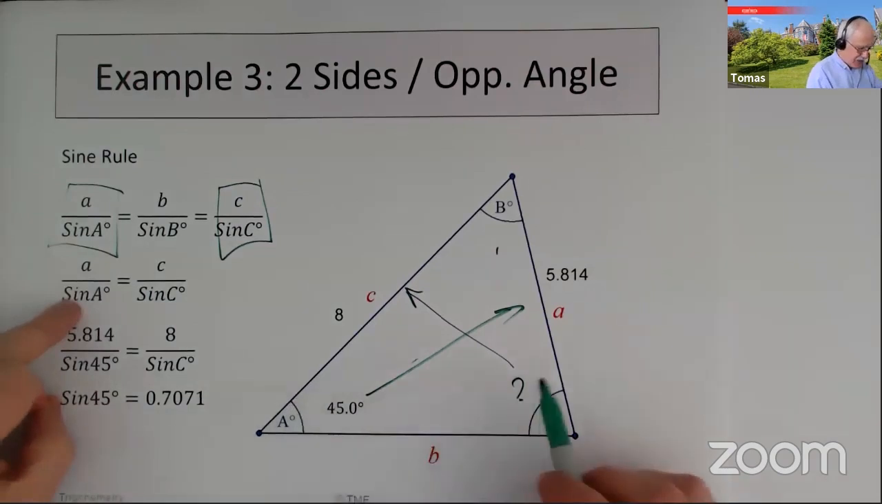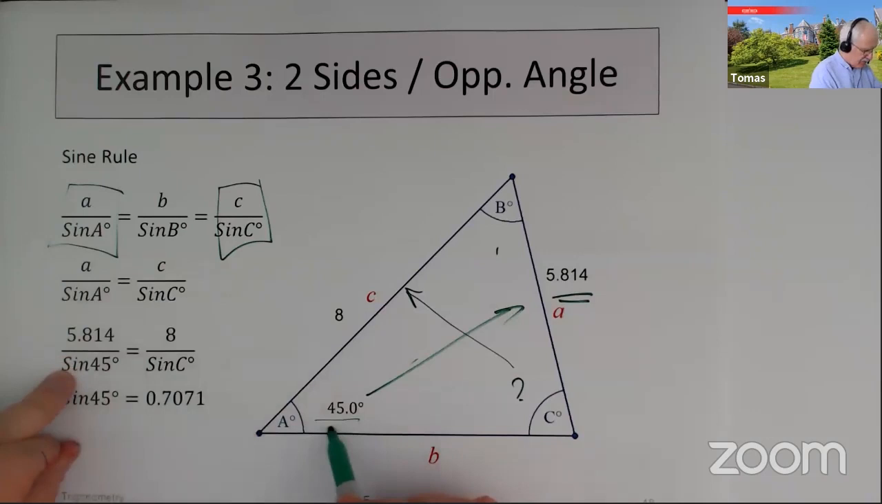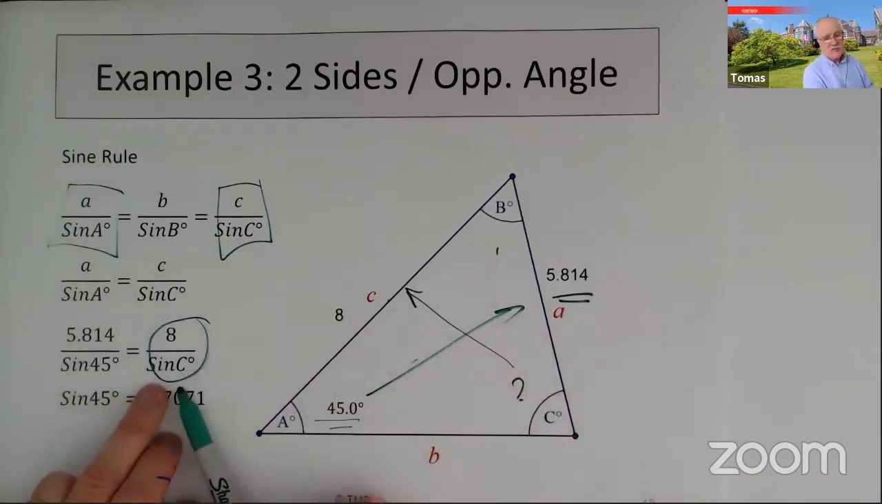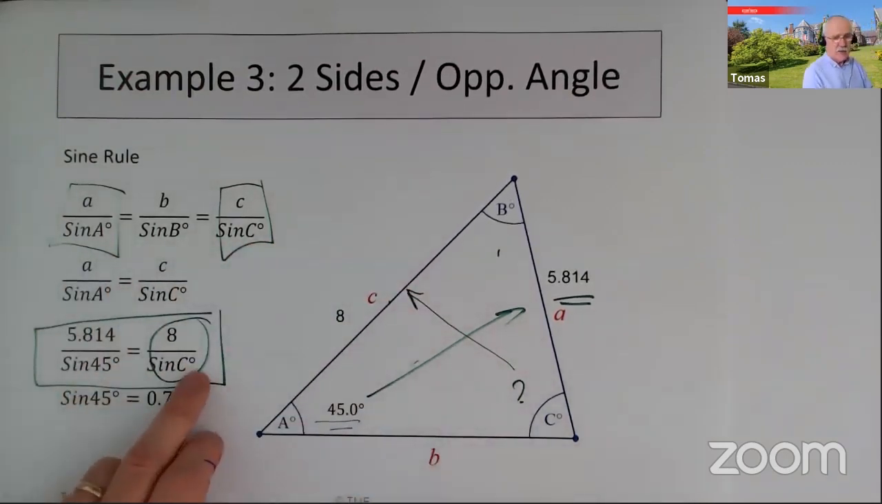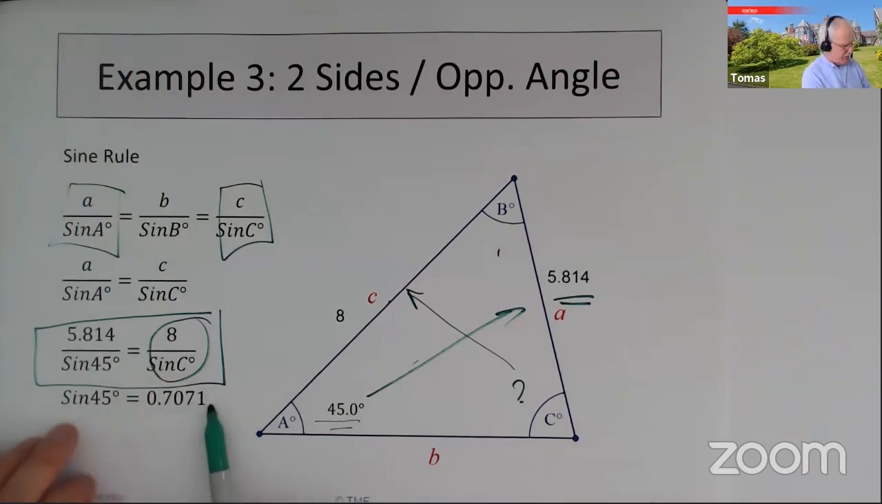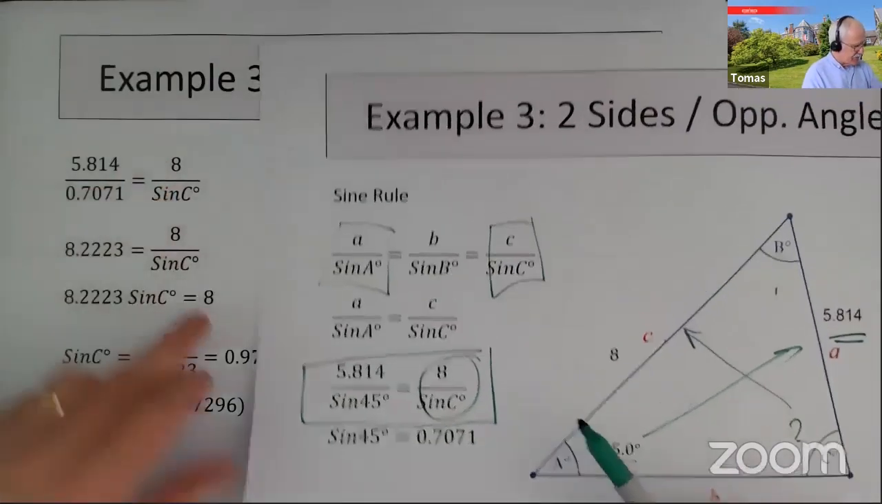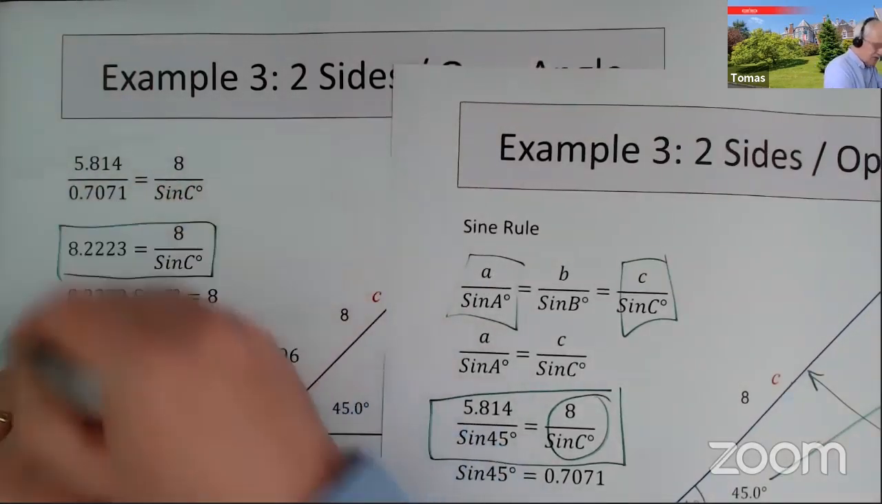So A over sine A, that's 5.814, over sine 45, is 8 over sine C. I don't know what sine C is. It's just one of those missing things yet. But there's 4 parts to that, and I know 3 of them, so I should be able to solve it. Sine 45 is also that number there, so I should be able to use that as well. So I'm just plugging in the numbers.